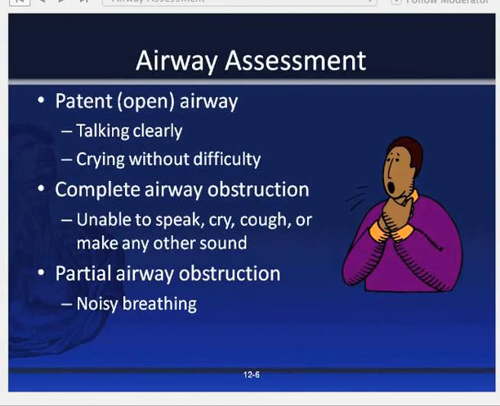A patient who is alert and talking clearly or crying without difficulty has an open or patent airway. If the patient is unable to speak, cry, cough, or make any other sounds, his airway is completely obstructed. If the patient has noisy breathing, such as snoring or gurgling, he has a partial airway obstruction.